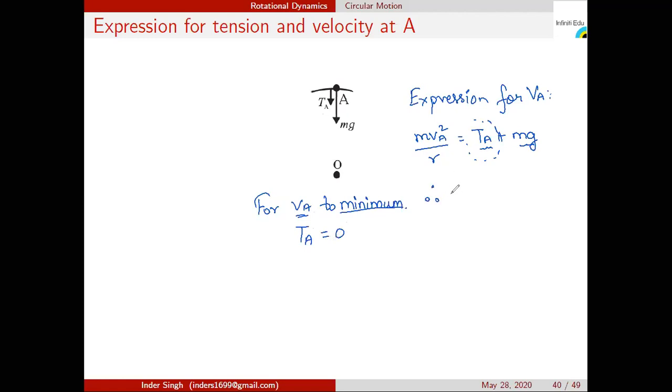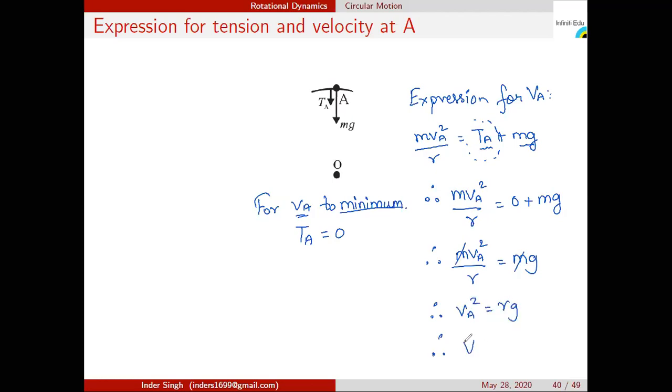So what we get is mVA square divided by R is equal to tension zero plus mg. So mVA square divided by R is equal to mg, and m gets cancelled. VA square is equal to Rg, so VA is equal to under root of Rg. The velocity at position A should be under root of Rg. This is what is the minimum velocity.